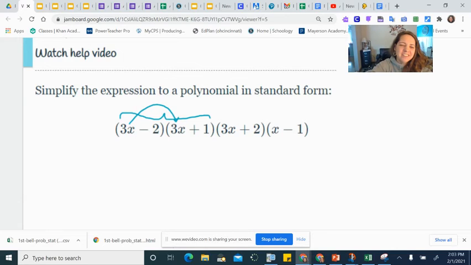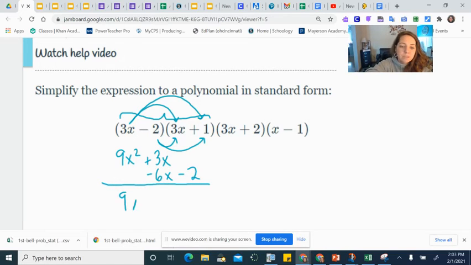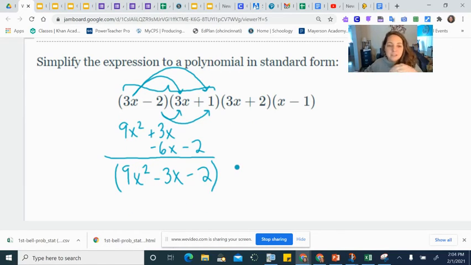So I'm just going to do 3x times 3x. 3x times 1. Negative 2x plus 3x, or times 3x. So that'd be negative 6x. And I'm already lining it up underneath the like term to make my life easier. And then -2 plus 1. Combine my like terms. This is like step 1.